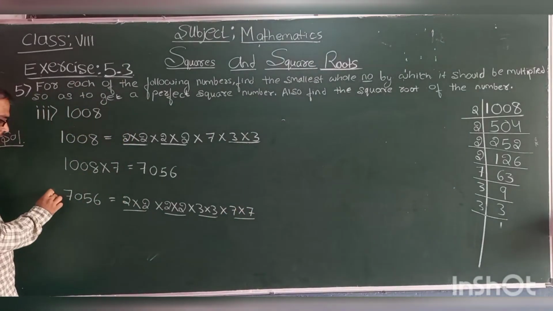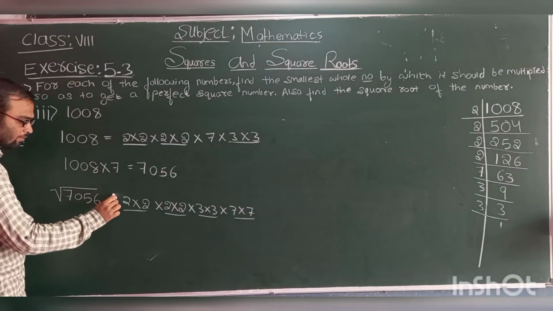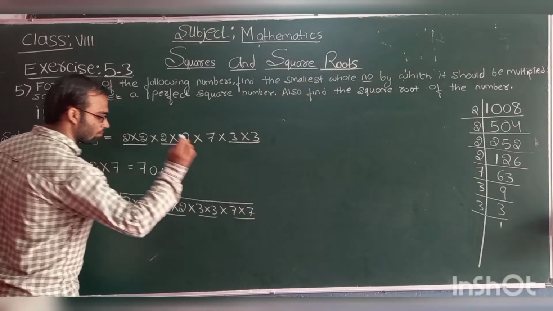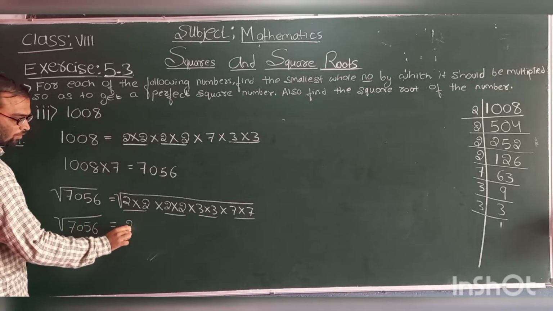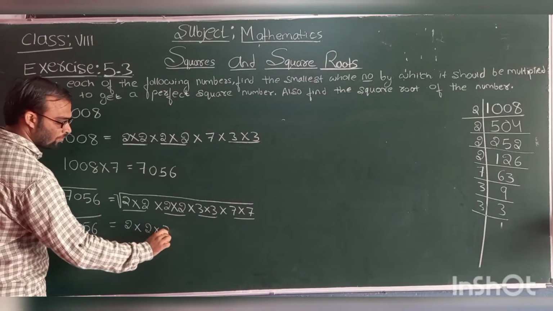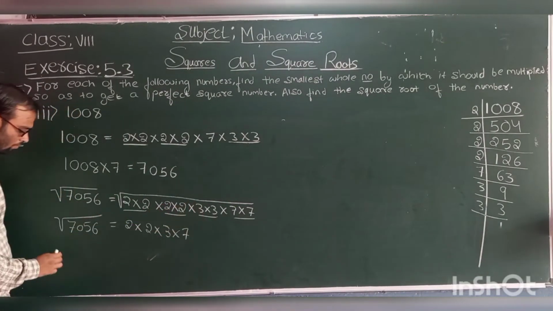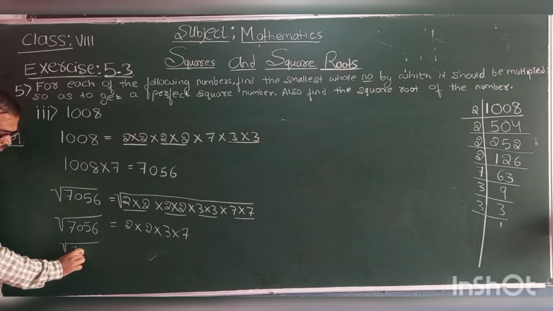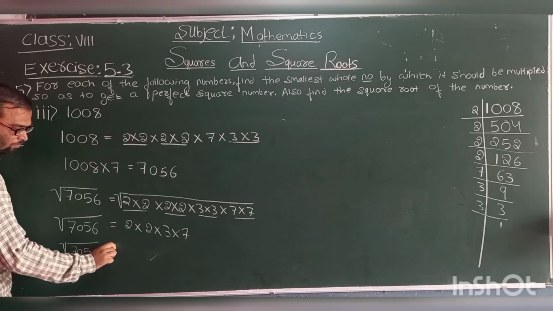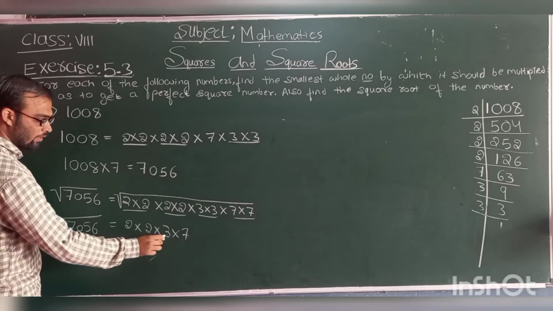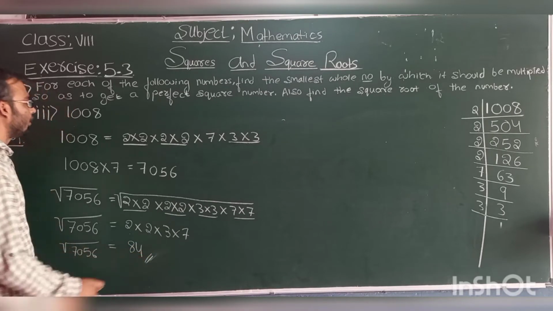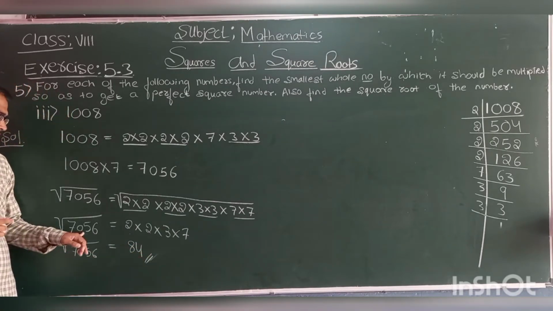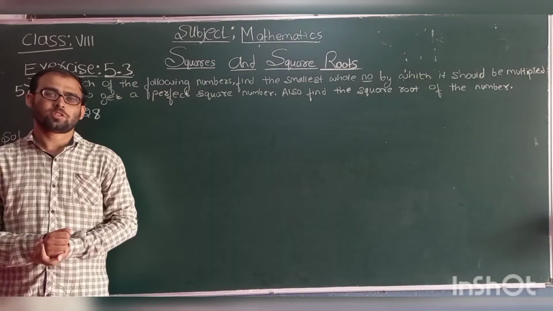What do we need to do? We need to find the square root of this one. Okay, so put the square root symbol. Write one time. Two twos are 4, 4 threes are 12, 12 sevens are 84. Okay, the square root of this number, that is 7056, is what? 84. Students, now let us solve the fourth question.